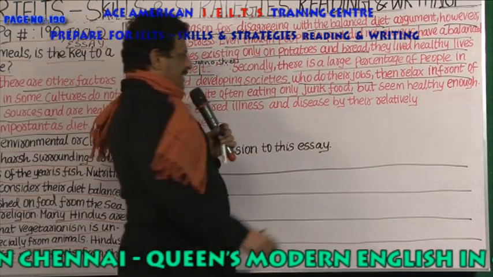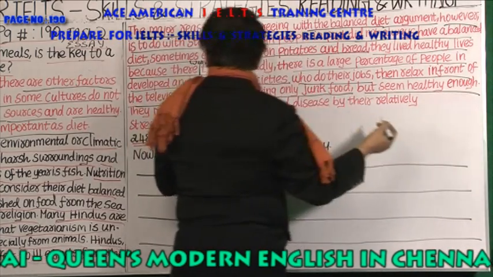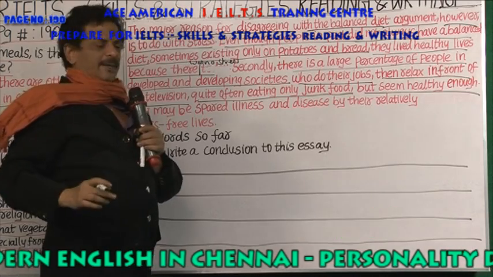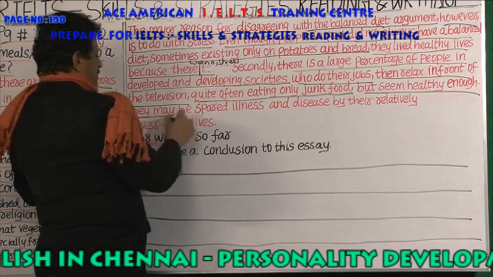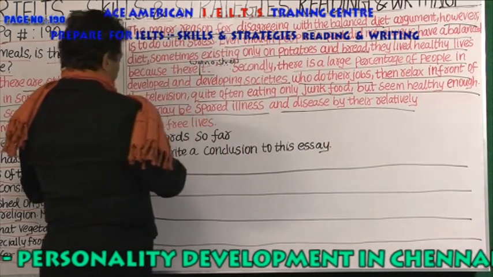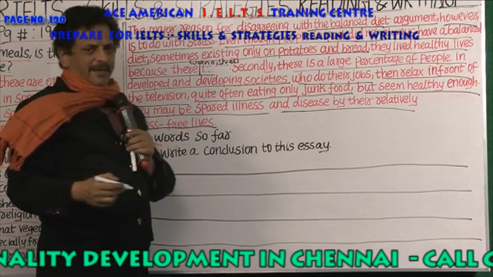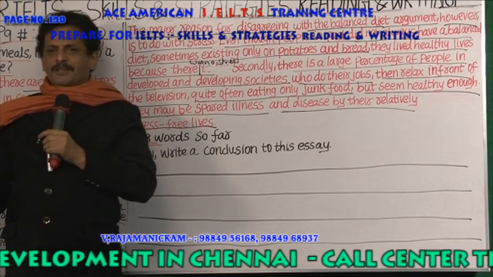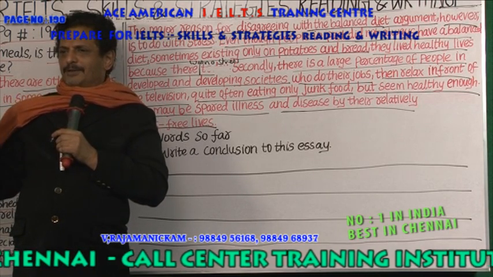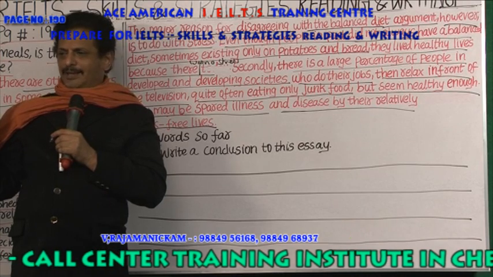Junk food, but they seem healthy enough. They also look very healthy, even though they eat junk food. So they may be spared illness and disease by their relatively stress-free lives. Because they don't have any stress, even in developed countries, after heavy work, they come, sit there, eat junk food, no stress, so still they are very healthy.